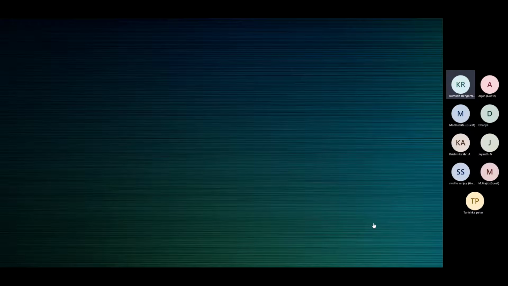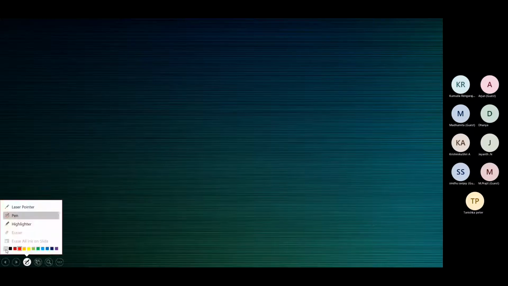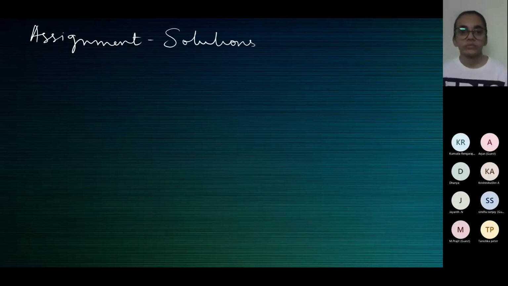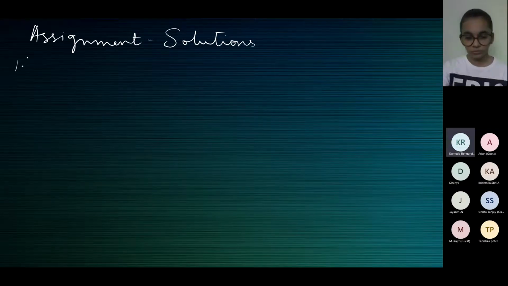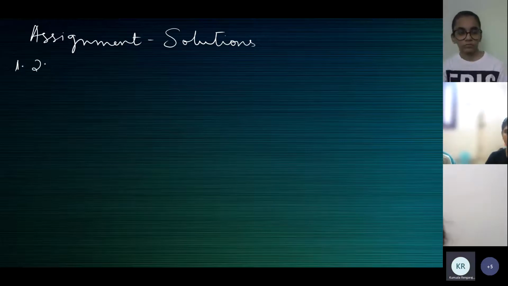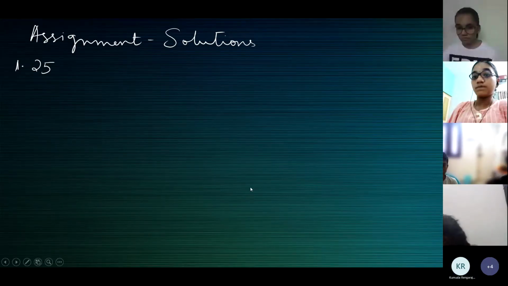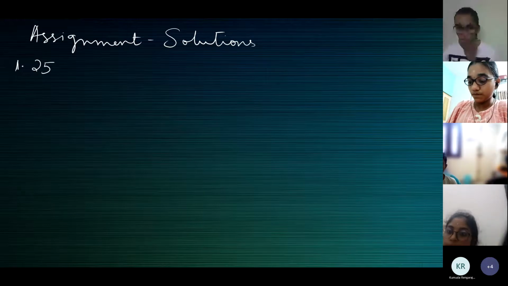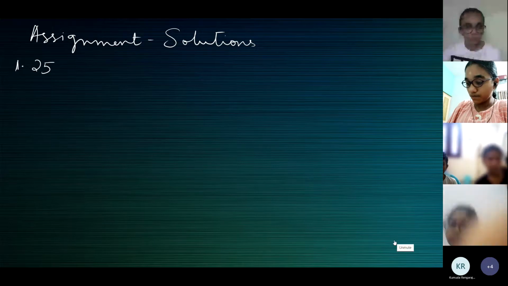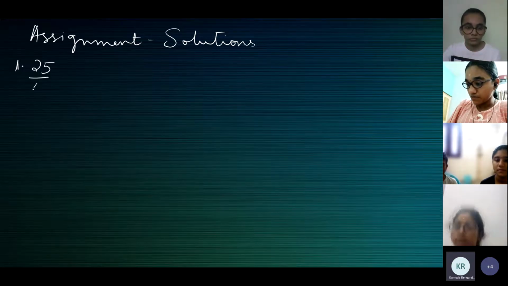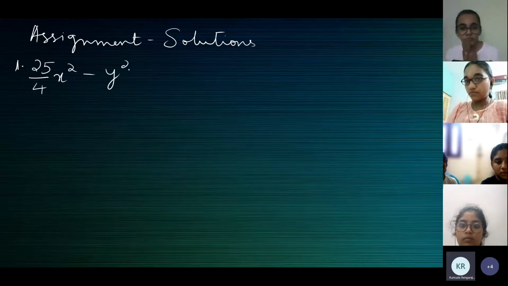Yeah, so first let's see the answers to the assignment I had sent the other day. All right, so the first one, the heading, factorize. So the first one, 25 by 4 x squared minus y squared by 9.